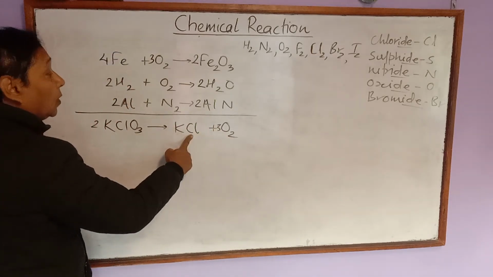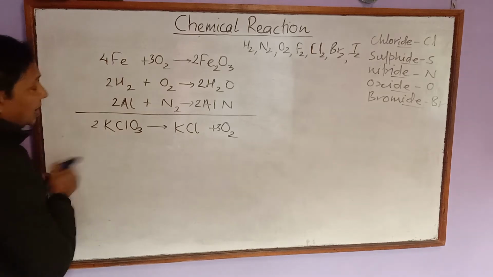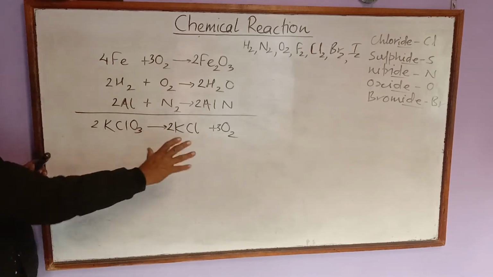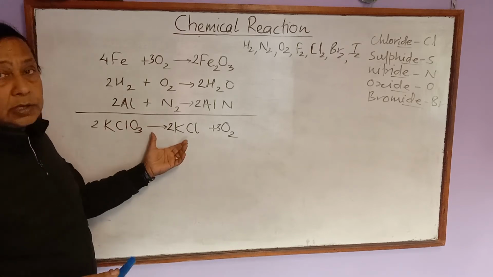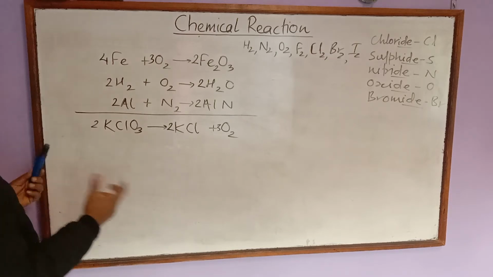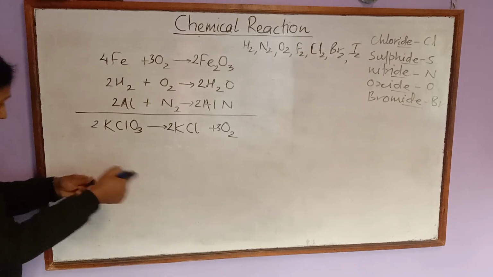Now it's the turn of chlorine, chlorine 1, chlorine 2. That's why we have to take 2 here. And potassium 2, potassium 2. This is the balanced chemical equation. This is a decomposition reaction. There are some decomposition reactions which may be already balanced like this also.